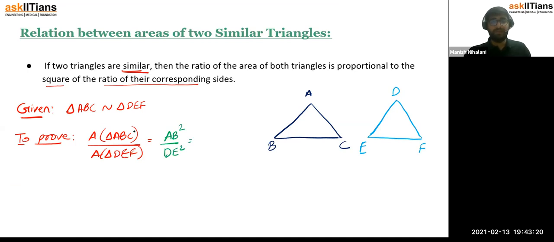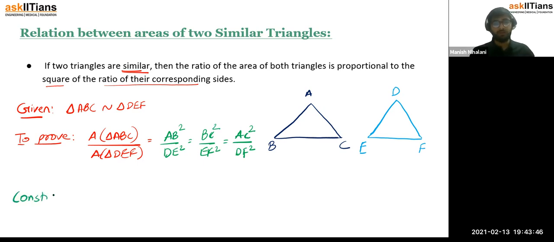What is the other side? BC square by EF square, right? And the last one we have AC square by DF square, right? So this is the result we have to prove, that if the two triangles are similar, this holds. So how do we prove it?